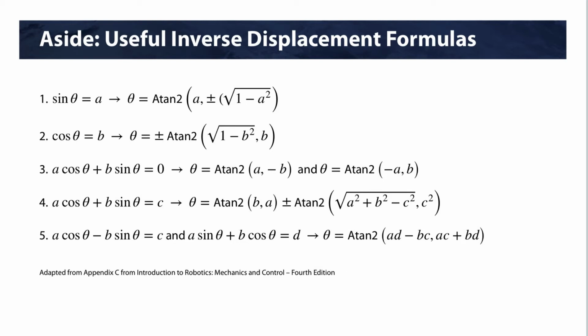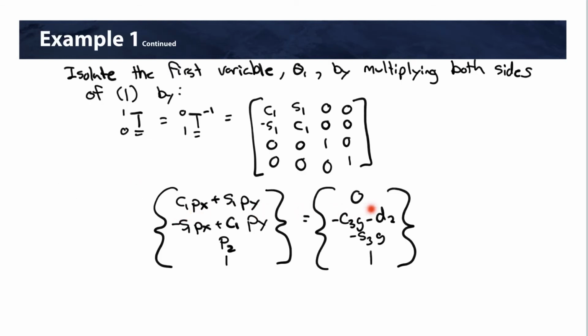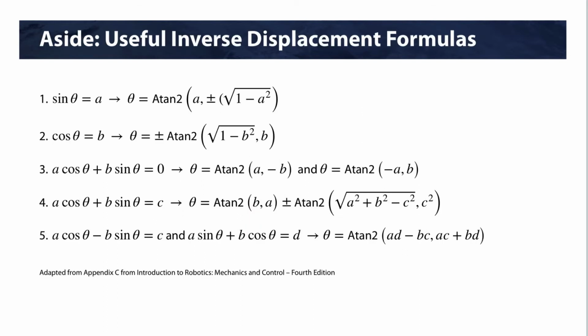We have this formulation here, equation 3: A cosine theta plus B sine theta equal to 0. That's the same formulation here. So we can use this solution, and you'll see there are actually 2 solutions for that angle, defined by these 2 equations. We're going to use this to solve for our first joint, theta 1.